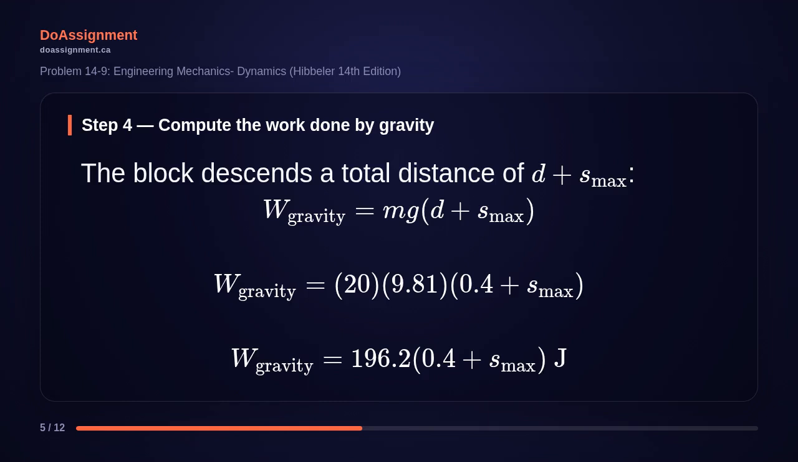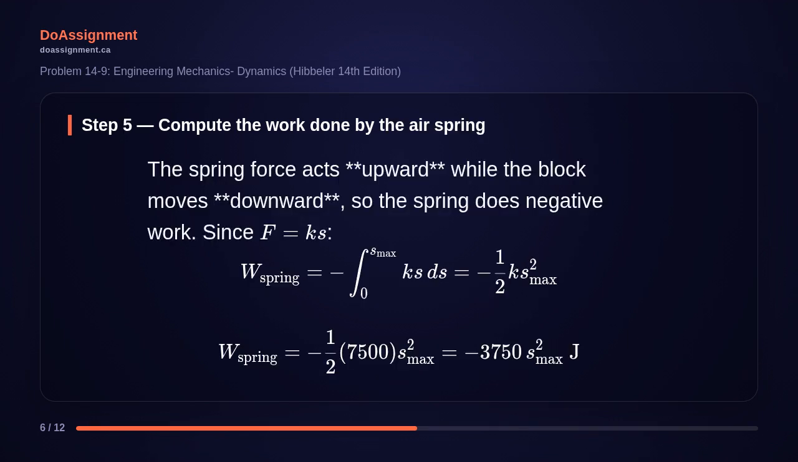The gravitational work equals the weight times the total downward displacement, which is the initial drop of 0.4 meters plus the spring compression S max. This gives 196.2 times the quantity 0.4 plus S max in joules. The spring exerts an upward force on the block while it moves downward, so the spring does negative work. Integrating the linear force over the deflection gives negative 1/2 times k times S max squared, which equals negative 3750 S max squared joules.